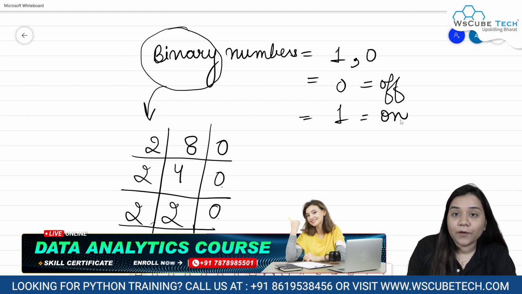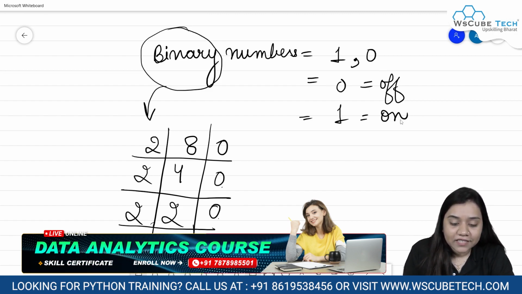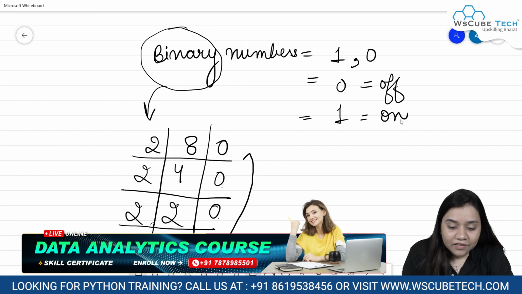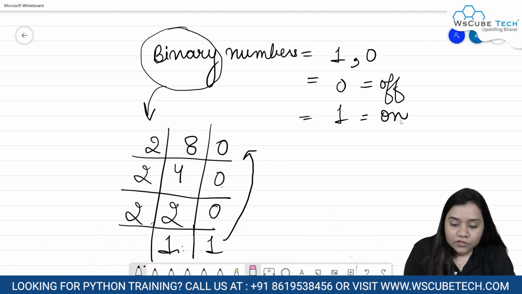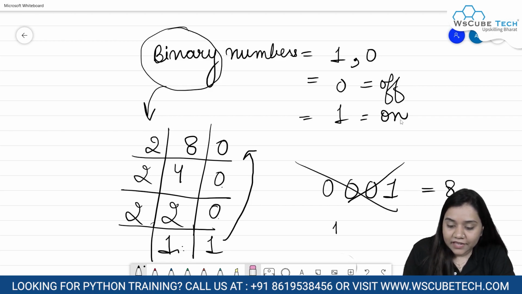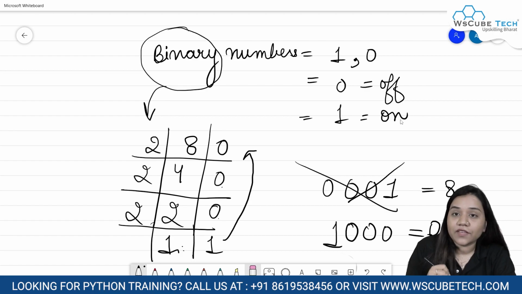Now about binary numbers, there is one interesting thing, that we read the binary digits from bottom to top. So we will not be writing 0, 0, 0, 1 as 8. This will be wrong. We will be writing 1, 0, 0, 0 is equal to 8. That means it goes from all the way downside to up. This is how we find the binary number of any number.